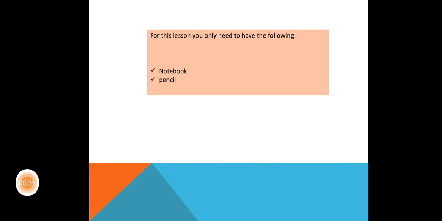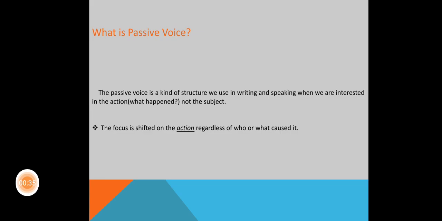Today, we'll be looking at a new concept of grammar, passive voice. You might have come across this topic in, I think, grade 4 or grade 5. Okay, passive voice, so this is our new topic of today. For this lesson, before we start, you only need to have the following: a notebook and a pencil.